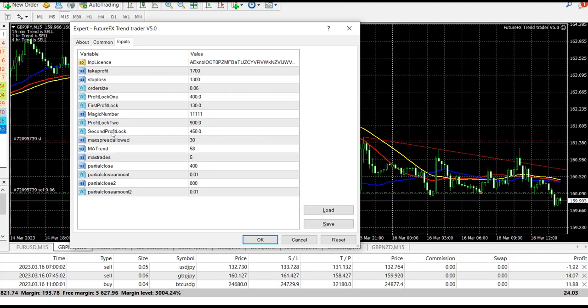Profit Lock 2 and second Profit Lock, exactly the same as the Profit Lock 1s, except that this one is going to kick in when we're 90 pips of profit, and it's going to move the stop loss into 45 pips of profit.